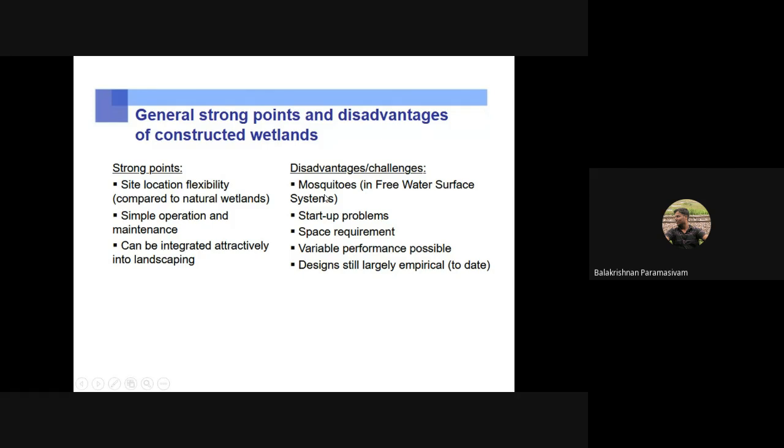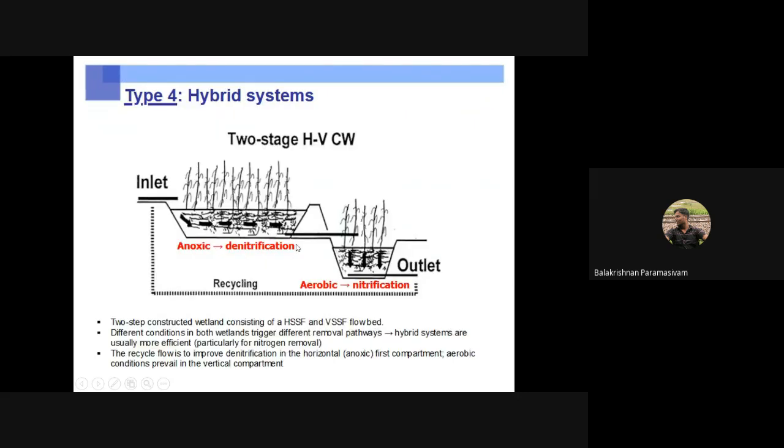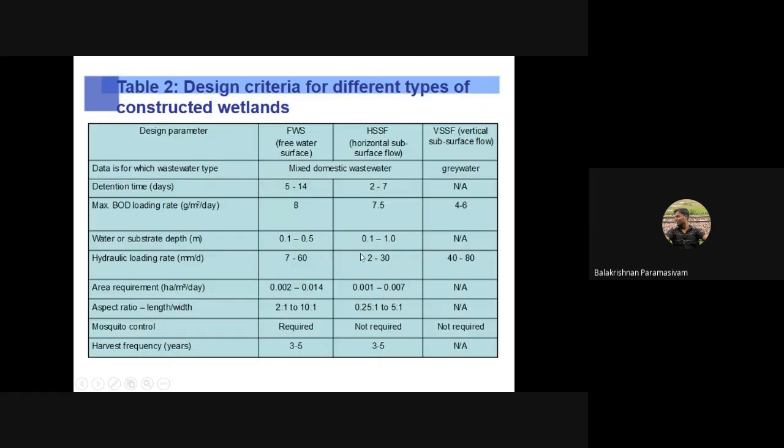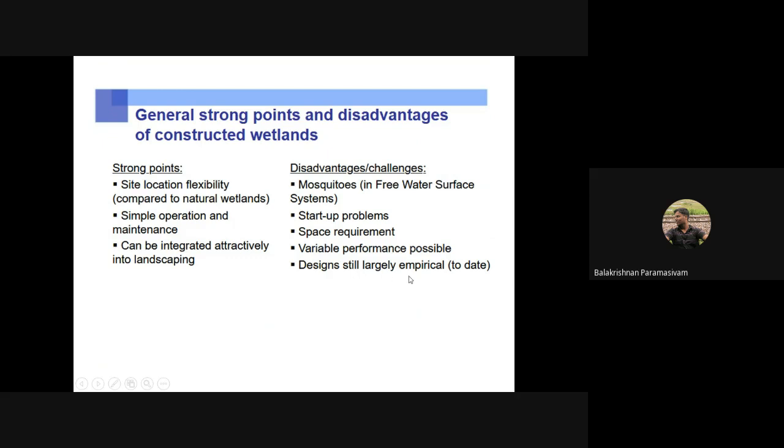The major issue is mosquitoes, mainly in the free water surface system, and also startup problems and space requirement, because it needs larger space when the flow is high. Performance can be variable because it won't give constant results, and the design is still largely empirical. So we need to provide a larger design for the empirical system.